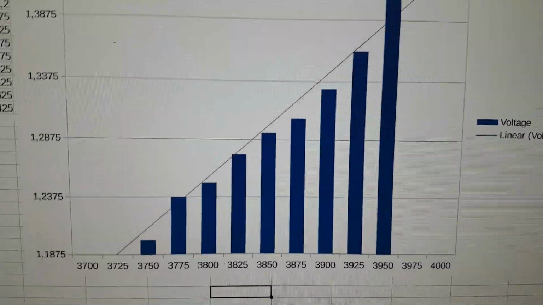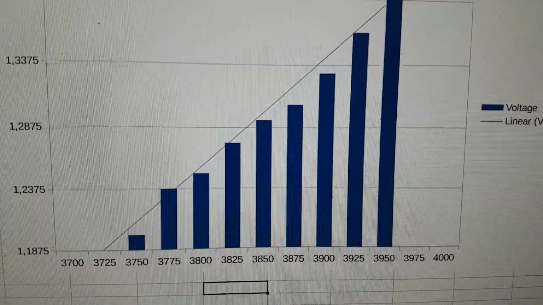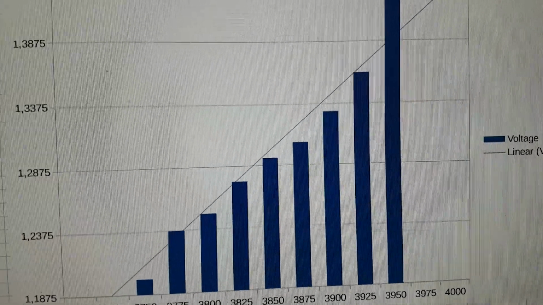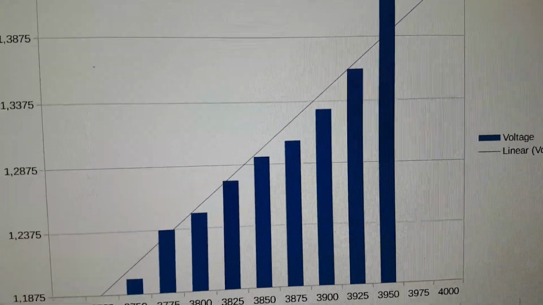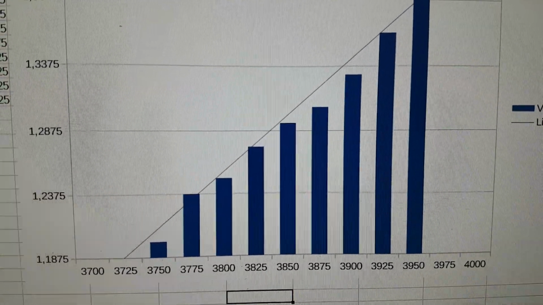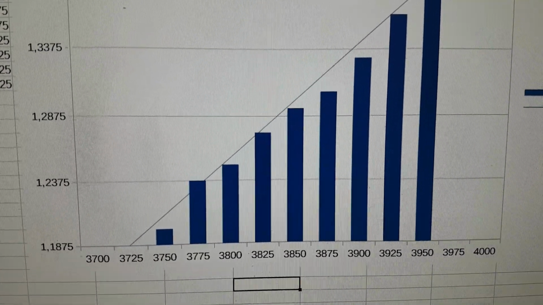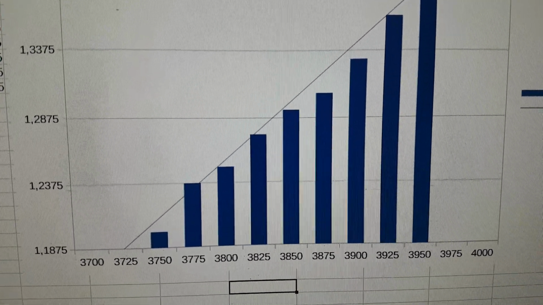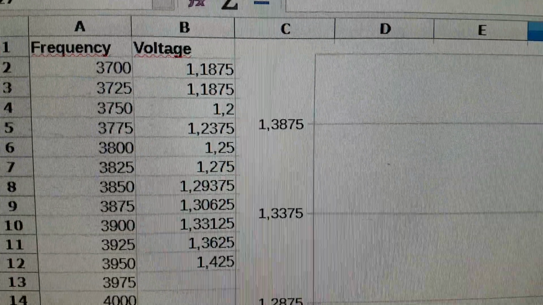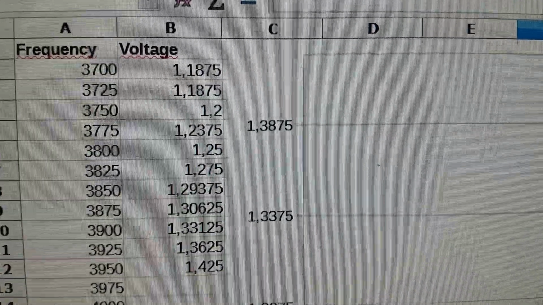Today what we're taking a look at here is frequency versus voltage, because I wanted to see what voltage is required to reach a certain frequency on my processor and how high can I go before I reach the 1.425 volts, which is the recommended absolute max by AMD. So as you can see, this is the table. You have frequency on the left hand and voltage on the right hand.